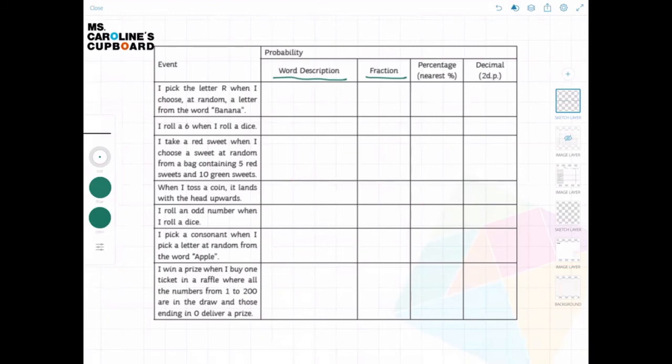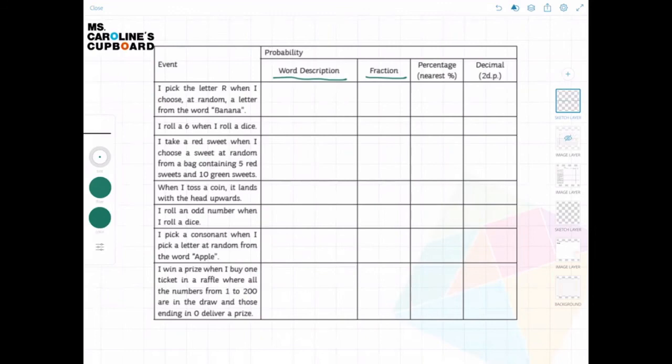So what do you think? Do you think it's possible to pick an R from the word banana? I don't think it is. So you would turn the word into a sentence. It is impossible that you could pick a letter R from the word banana. And then you would write it as a fraction. Okay? Then you would move on to the next one.